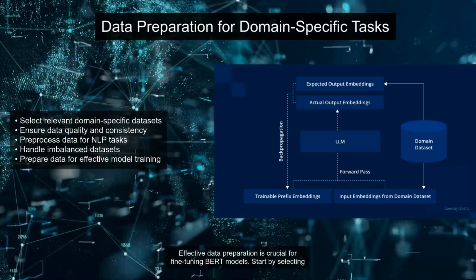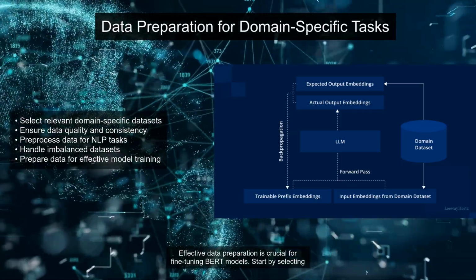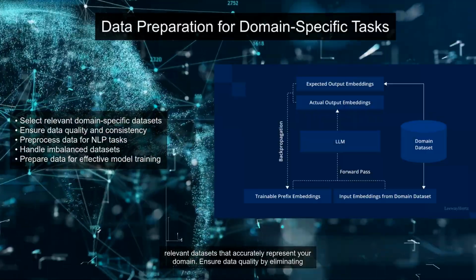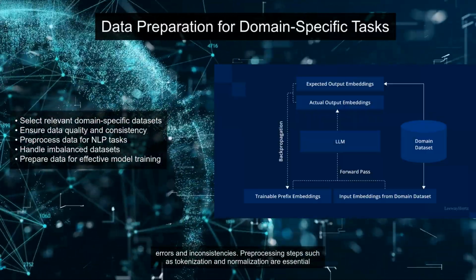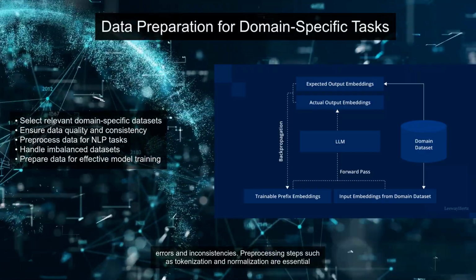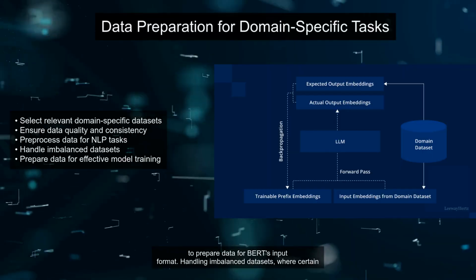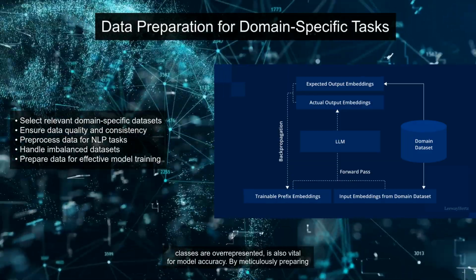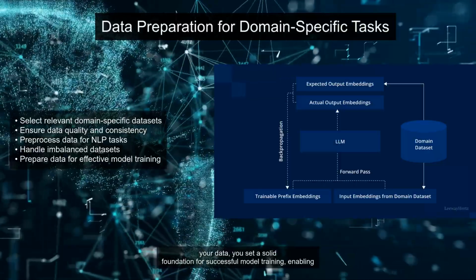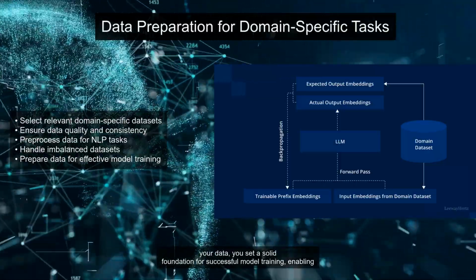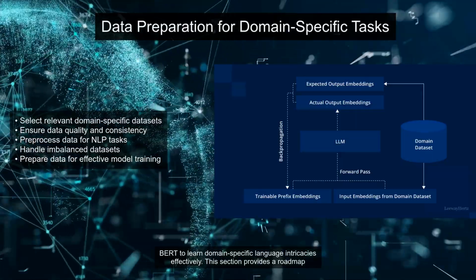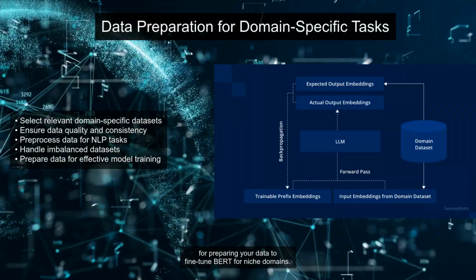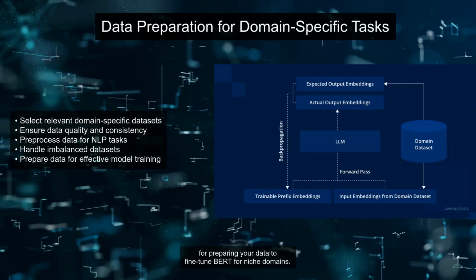Effective data preparation is crucial for fine-tuning BERT models. Start by selecting relevant datasets that accurately represent your domain. Ensure data quality by eliminating errors and inconsistencies. Pre-processing steps such as tokenization and normalization are essential to prepare data for BERT's input format. Handling imbalanced datasets, where certain classes are overrepresented, is also vital for model accuracy. By meticulously preparing your data, you set a solid foundation for successful model training, enabling BERT to learn domain-specific language intricacies effectively. This section provides a roadmap for preparing your data to fine-tune BERT for niche domains.